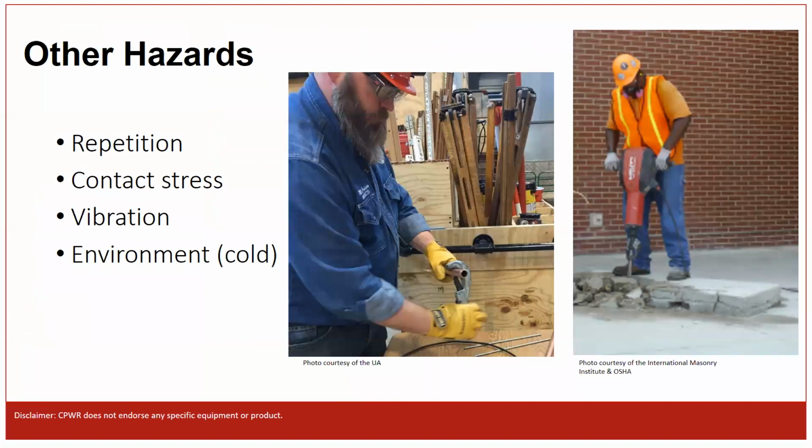Other hazards that contribute to risk for soft tissue injuries but may not involve handling materials are highly repetitive tasks, such as repeatedly tightening objects using a wrench, contact stress, hand and body vibration, such as that used by jackhammering, and working in a cold environment.